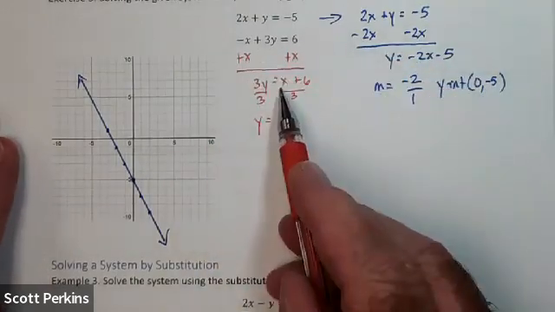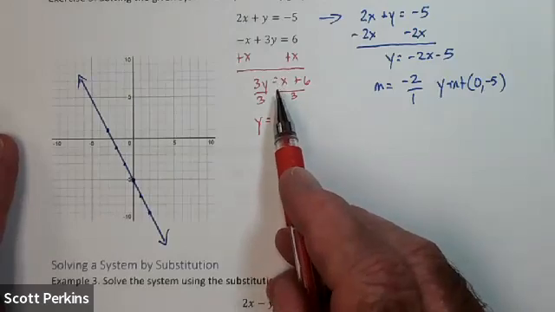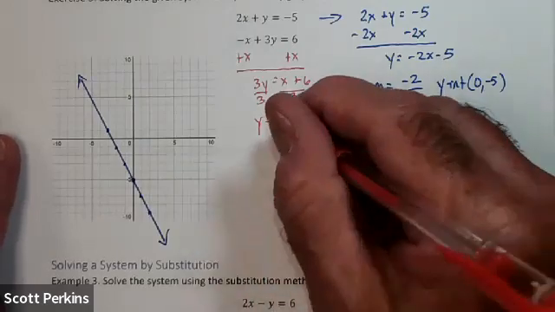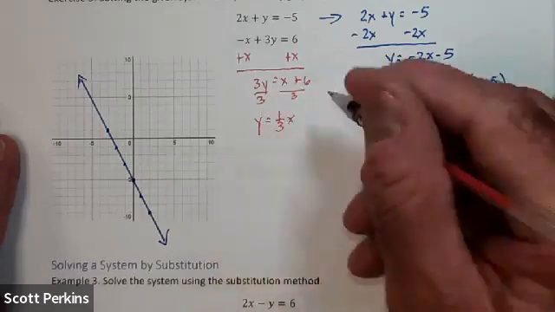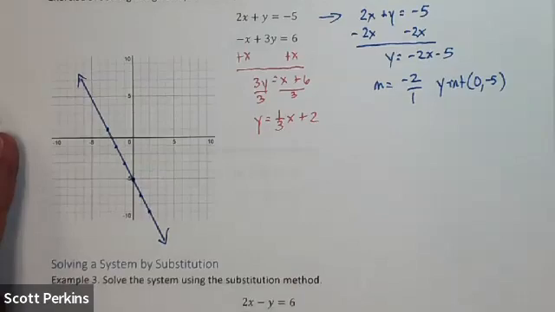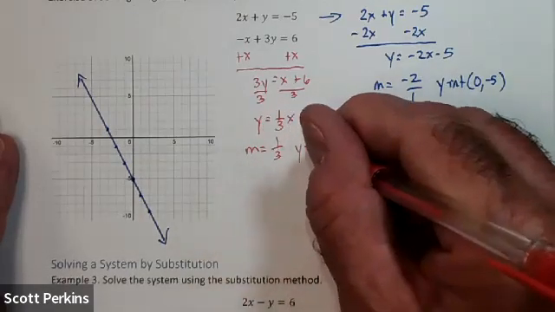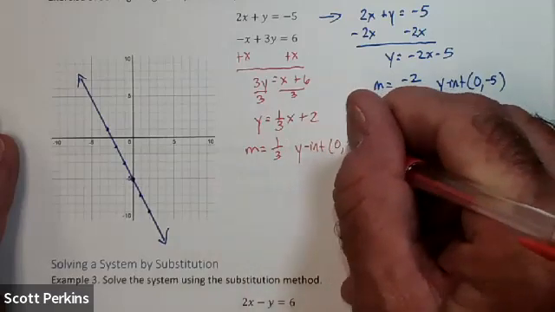And I notice that the number in front of the x presently is a 1, even though it's not written. So now I've got 1 divided by 3. So that's 1 divided by 3x. And then 6 divided by 3 is 2. So my slope is 1 over 3. My y-intercept is (0, 2).